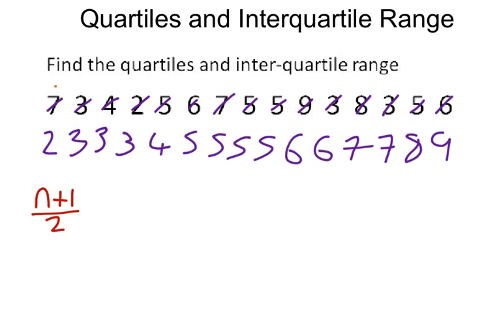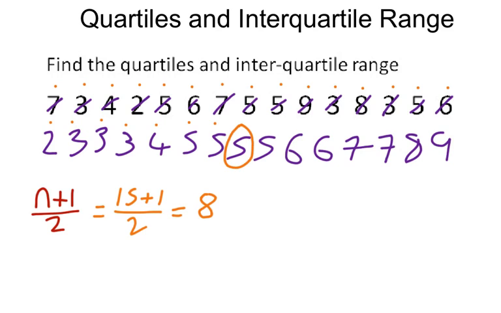So in this case, there are 1, 2, 3, 4, 5, 6, 7, 8, 9, 10, 11, 12, 13, 14, 15 numbers. So we do 15 plus 1 and then divide by 2. 15 plus 1 is 16. Divide by 2 gives us 8. So the median is in the 8th position of our ordered list. So we count now 1, 2, 3, 4, 5, 6, 7, 8. This one here is our median. So our median is 5.